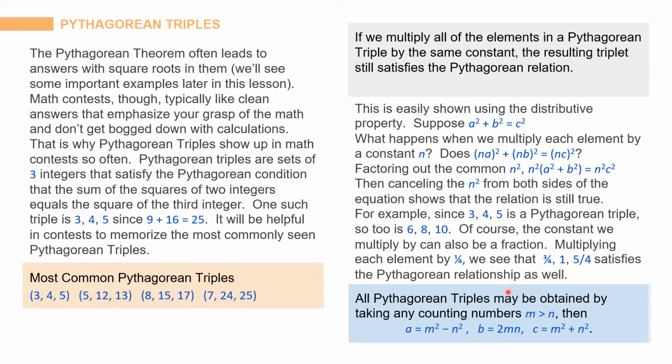If you want an algorithm for computing any Pythagorean triple, all Pythagorean triples may be obtained by taking any counting numbers m greater than n, and then a is equal to m squared minus n squared, b is equal to 2 times the product m times n, and c is equal to m squared plus n squared. To prove this is true, just realize that m squared minus n squared is equivalent to (m plus n) times (m minus n). If you bear that in mind, it's very easy to show that this works.